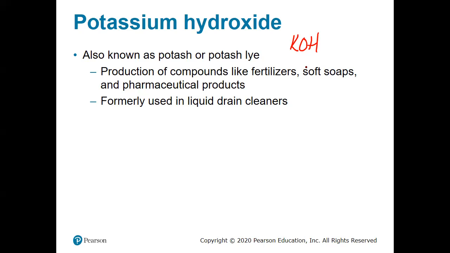We can see it in the soap making industry. The difference between it and sodium hydroxide is that sodium hydroxide tends to form soaps that are solid and cake-like. So think of your bar soaps when you think of sodium hydroxide. Potash creates a softer soap. This is more like your liquid soaps. It can also be used in the pharmaceutical industry. Potash used to be used in liquid drain cleaners. We see that more now with sodium hydroxide, though.